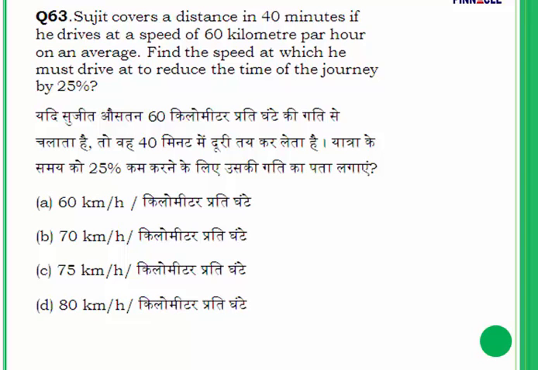Next question, question number 63. Sujit covers a distance in 40 minutes if he drives at a speed of 60 km per hour on an average.